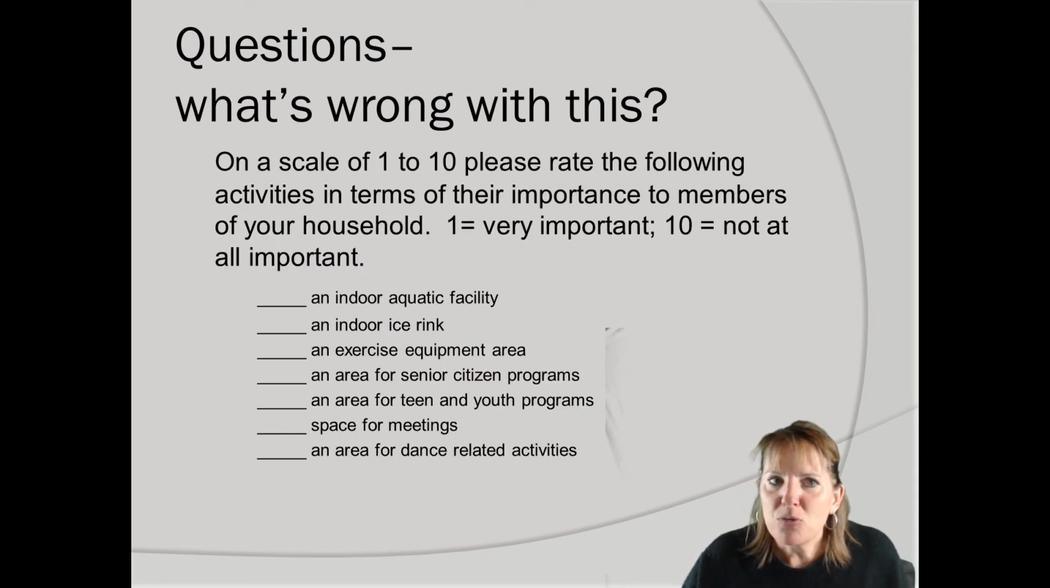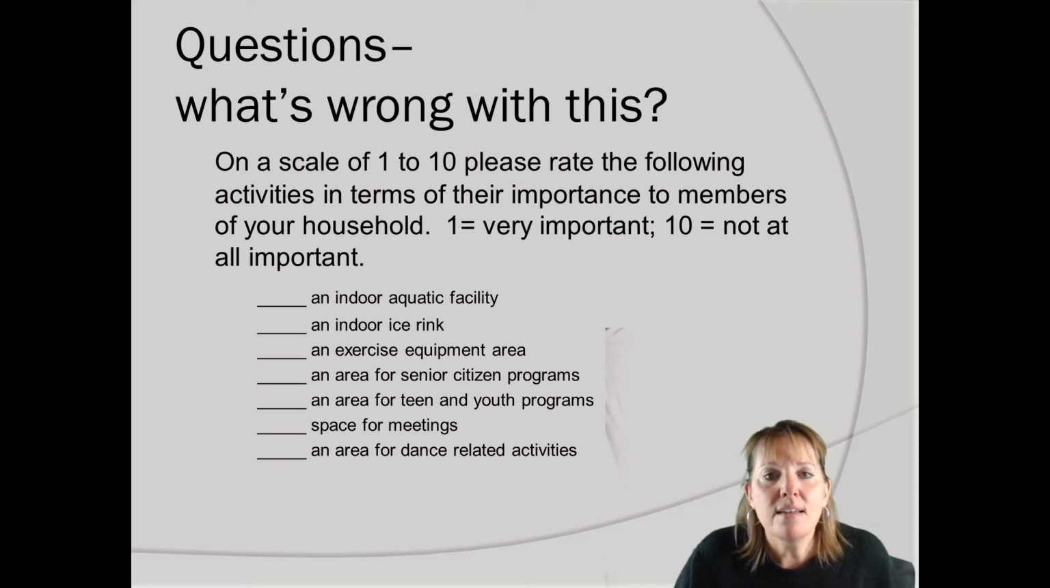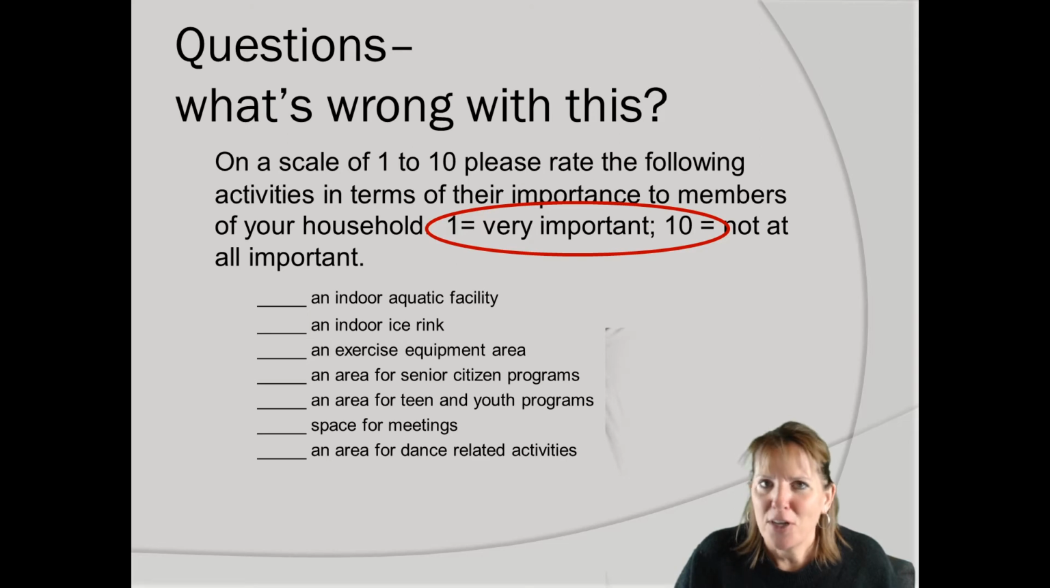Here's question 2. What's wrong with this? On a scale of 1 to 10, please rate the following activities in terms of their importance to members of your household. 1 equals very important, 10 equals not at all important. I bet you have this one already, but I wanted you to think. It's the scale, right? 1 to 10, very common mistake in survey research, and we've already talked about it.